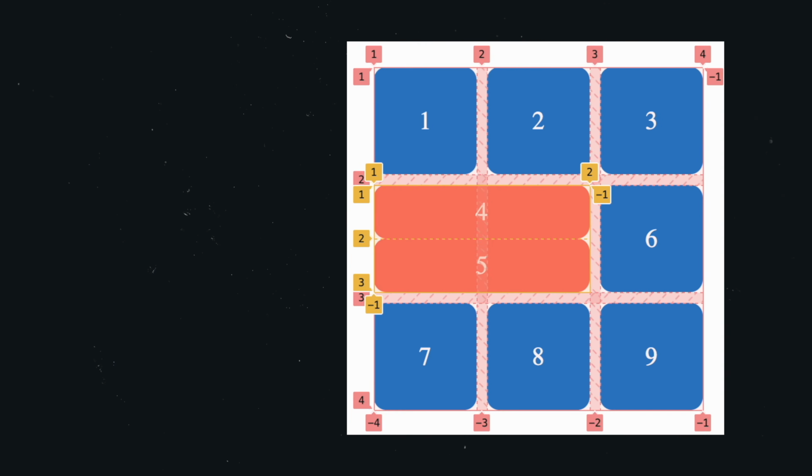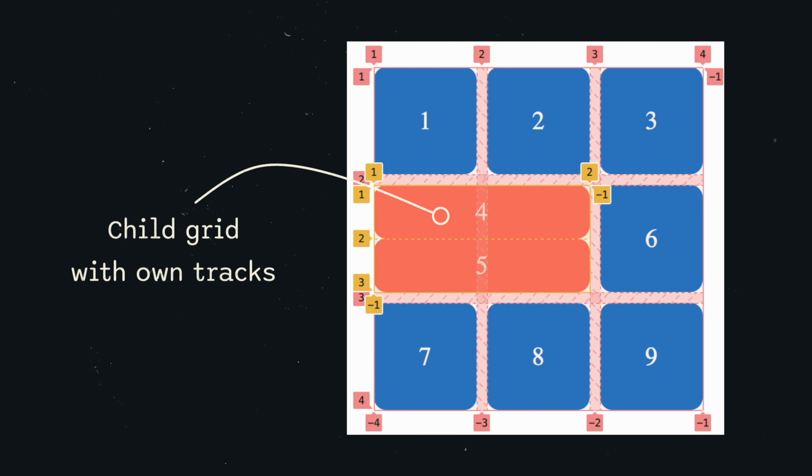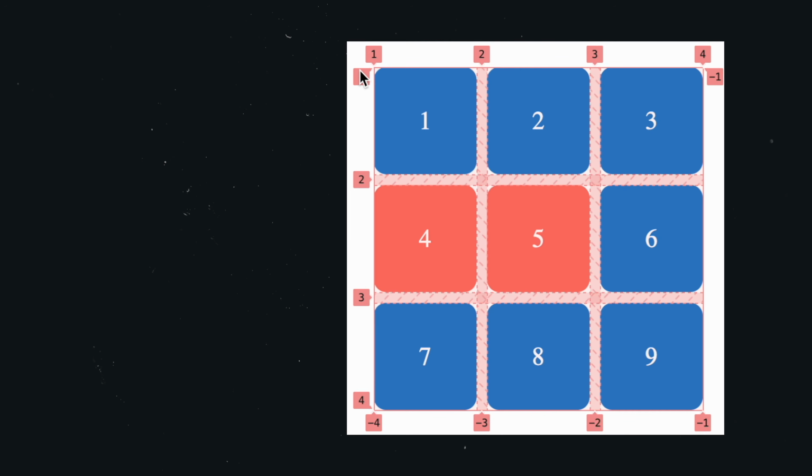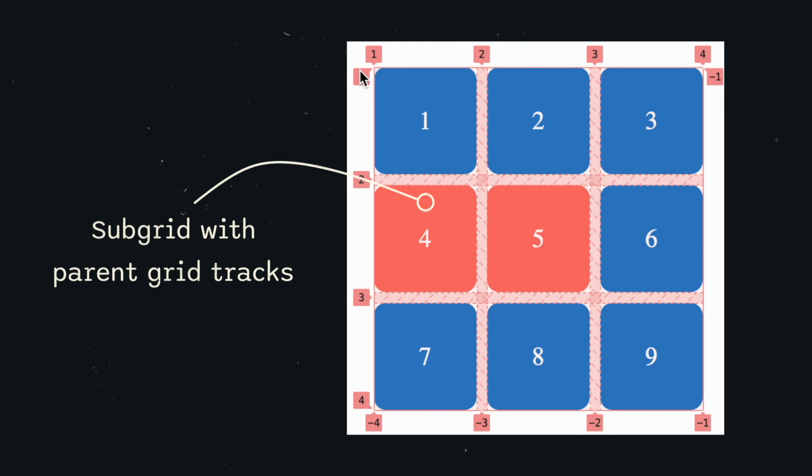Take a look at this nested grid. The blue items are the parent grid and the orange items are the nested child grid. As you can see, the child grid has its own grid tracks. Here, the orange items of the nested grid are aligned to the grid tracks of the parent. And this is what CSS subgrids are all about.